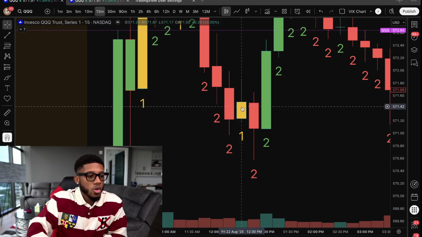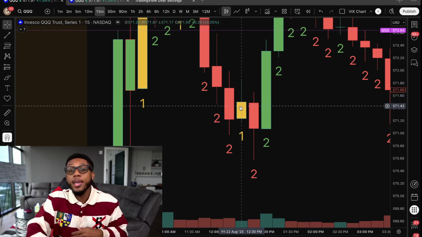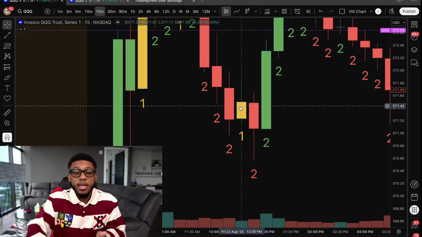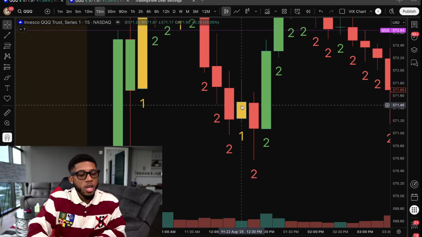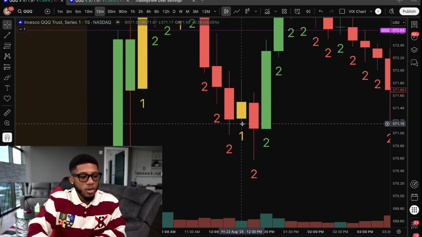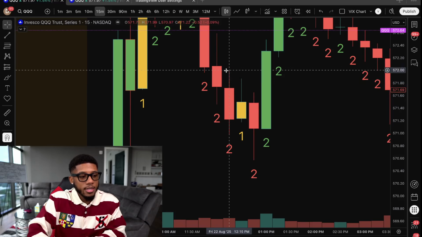Okay. So this candlestick is called a 1 bar. That's its name, but its nickname is an inside bar, right? And the reason it's called an inside bar is because notice how this candlestick, right here, this is the bottom of the wick, this is the top of this wick, it is inside the previous candle.